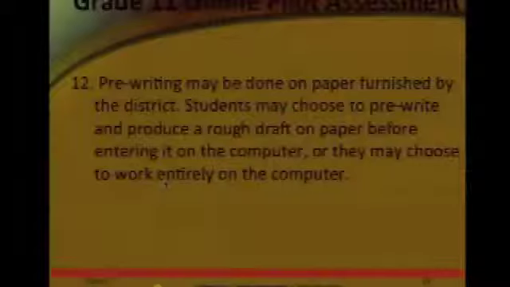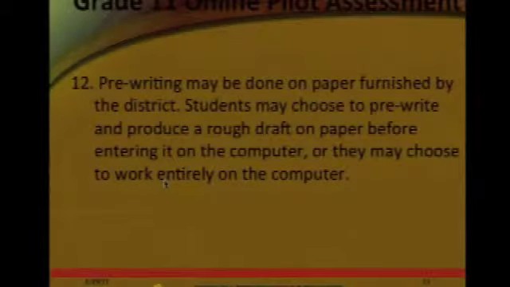One other thing that we need to make sure that we actually address here is that the pre-writing can be done on paper that's furnished by you, or the student can choose to pre-write right on the computer and produce that rough draft, or they can do the work entirely on the computer. It doesn't make any difference how they do that. It's all in how a student feels more comfortable.